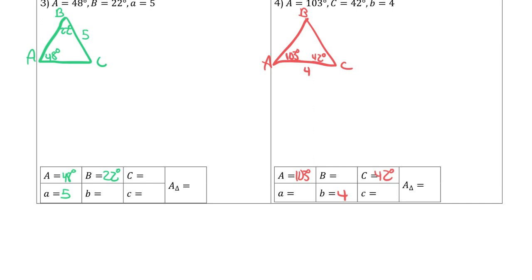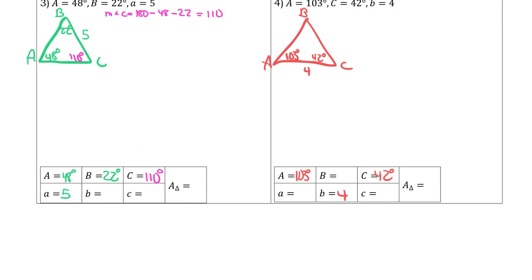Okay, I have already drawn my triangle, so we're just going to fill this out. First thing I'm going to go find is my missing angle. So the measure of angle C is equal to 180 minus 48 minus 22, and that equals 110 degrees. So angle C is 110 degrees.